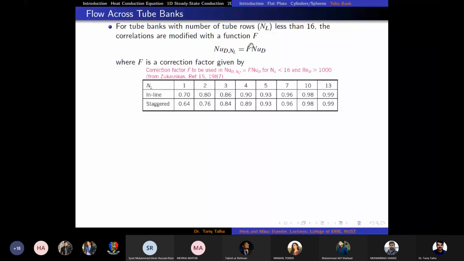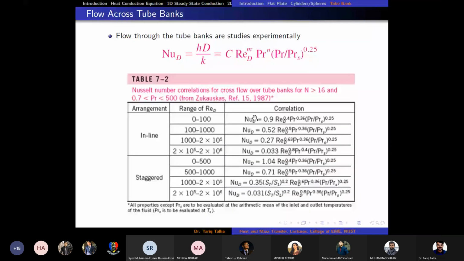The people who have done these experiments have found that if the number of rows is less than 16, then the actual Nusselt number that we should be getting is less than the relation which they have derived. So that's why they have put those corrections.